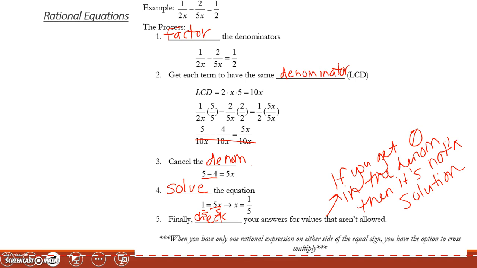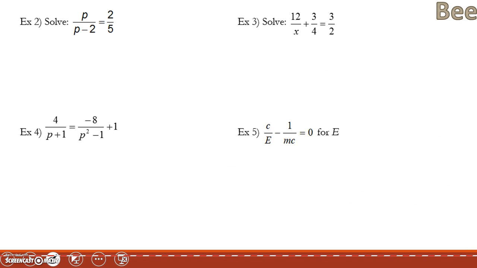Also, it says when you have only one rational expression on either side of the equal sign, you have the option to cross multiply. So I think that's probably easier than getting an LCD. So if you can do it, then cross multiply. So for the first example, I only have 2 fractions. I have one fraction on this side and one fraction on this side. So this means I can cross multiply.